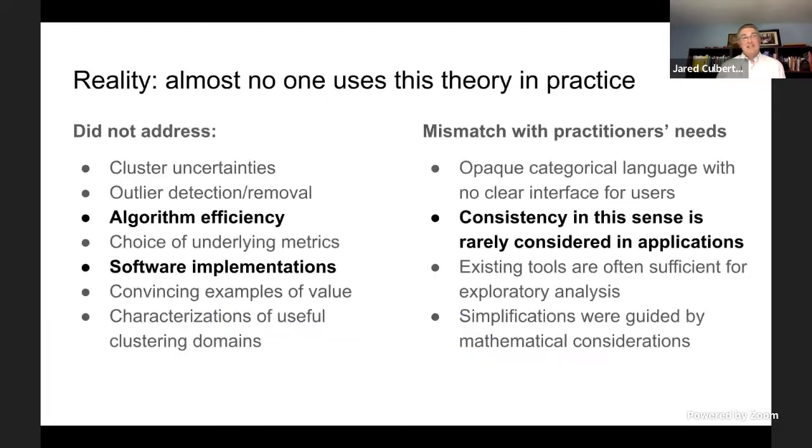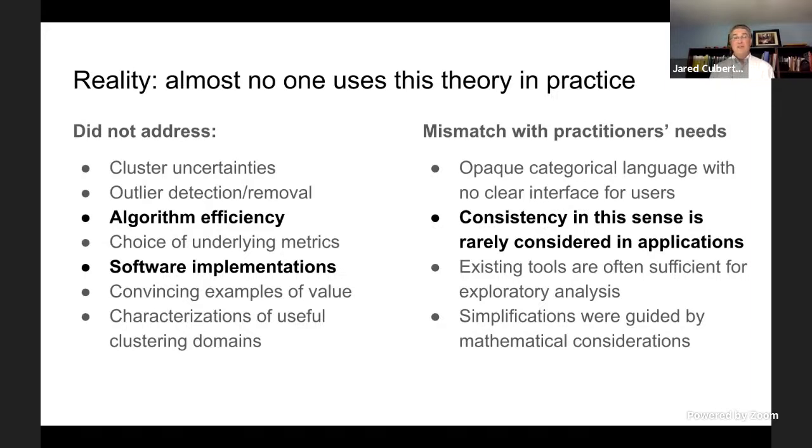But the reality is that no one uses this theory, and there are a host of reasons for that. I'll highlight just a couple of them. One is really algorithm efficiency and software implementations, which was not something that we focused on at all. So we were almost entirely focused on the theoretical aspects of this work, and so I spent way too much time trying to convince people that they should care about these things. But I think there was a more philosophical problem here, and that is that consistency in the way that we were expressing it was not something that practitioners who use clustering algorithms actually cared about.